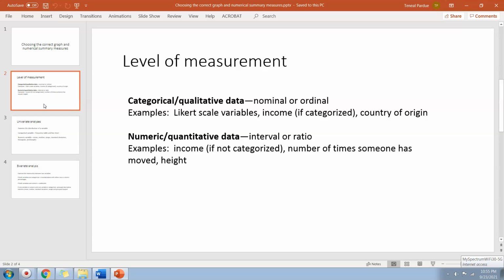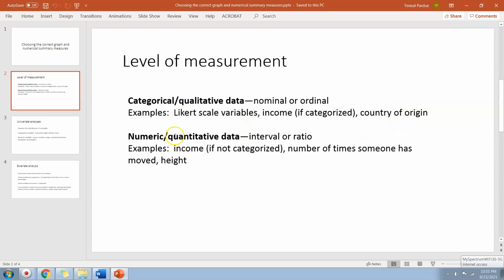Income is categorical if it's categorized. So sometimes the income will be broken down into 0 to 19,999, 20,000 to 30,999, and so on. So income, if it's categorized, will be categorical. The country where someone was born is categorical.